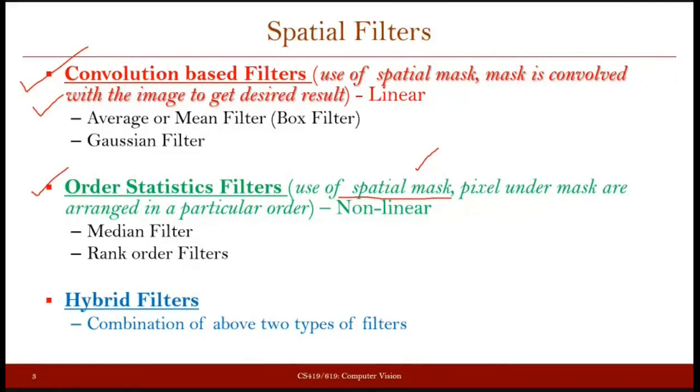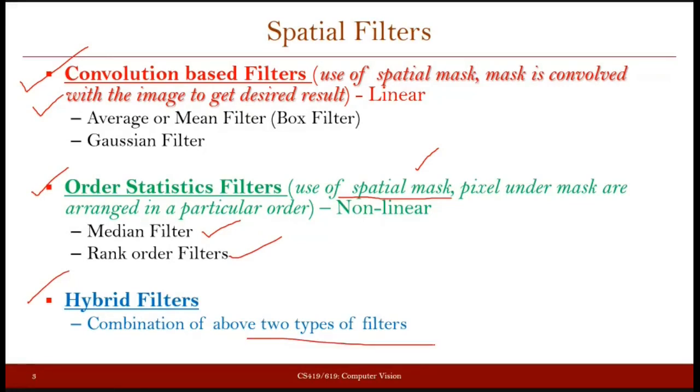Okay, so these are the filters which fall under this category. There are two examples, and you can have a few more. The median filter is one order statistics based filter, and another is called the rank order filter. Then it is obvious to think about a hybrid version where you use convolution based filters as well as order statistics filters. So you can have a third category, which is a hybrid filter, a combination of the two types of filters.